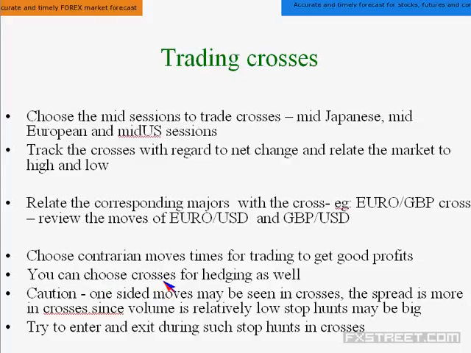Then you can use the crosses in the event you have a holding position in the case of the majors. Say, for example, I have a buy position in Euro at 1.4151 and I want to hedge it. You can just use Euro CHF, because Euro is the numerator in Euro USD, and in Euro GBP it is also the numerator in the cross. So you can use it as a hedge.